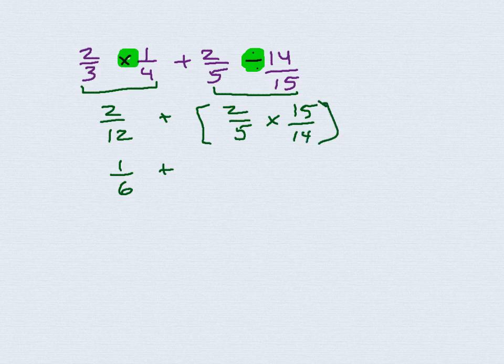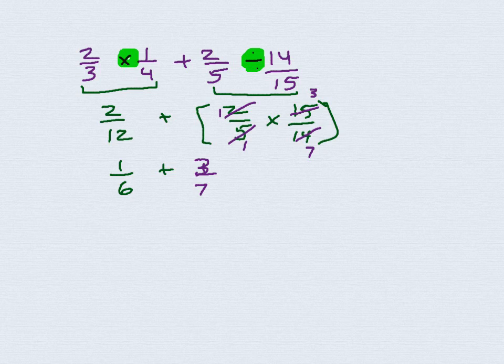So then, I can work in my head, or I can work on the paper, whatever works for you. But I see 2 and 14 are reducible. 2 goes into 2 once, 2 goes into 14 7 times. 5 goes into 5 once, 5 goes into 15 3 times. The remaining product is 1 times 3, which is 3, and 1 times 7, which is 7.